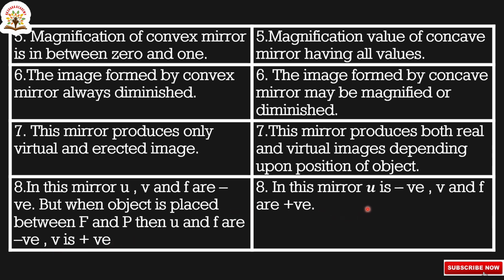So in the convex mirror, u is negative, and v and f are positive. These are the differences between convex and concave mirrors. Next, let us go to the next question.